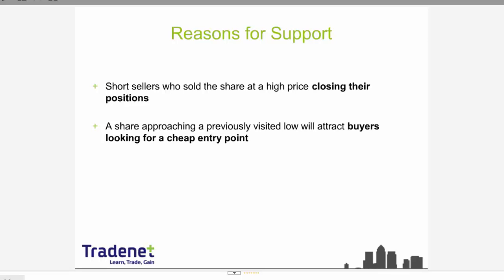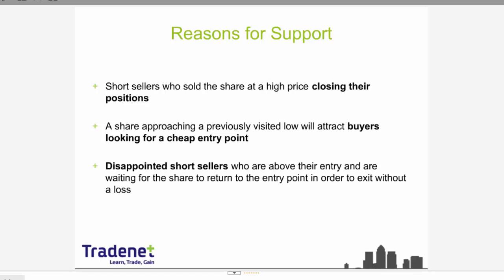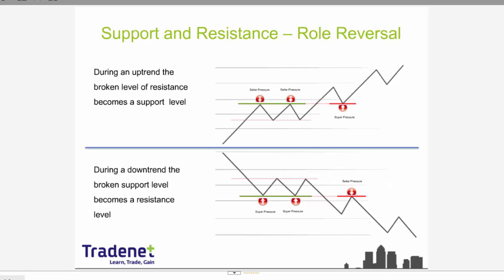And a share approaching a previously visited low attracts buyers who are looking for a cheap entry point. So somebody is trying to buy at the low price, even though the stock is now trending lower, whatever. Big mistakes, but they still buy. Okay? Don't do it yourself. And disappointed short sellers are the ones who in fact shorted it, but later saw the price moving higher. It came back to where they were, and they are moving out by buying. So again, I'm not going to get into this. I don't want to waste your time, but these are the reasons for the support.